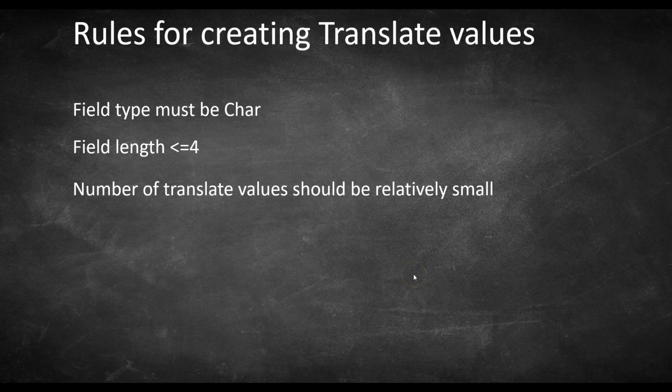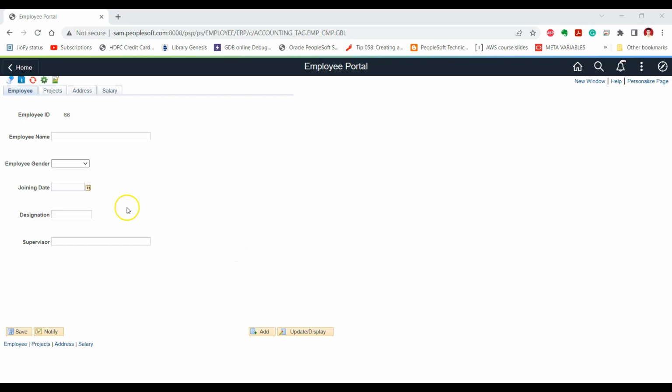And the last point we need to consider is that the number of translate values for a field should be relatively small. For example, for this employee gender field, we have a drop down and we have only 3 values to select from. This makes the data selection easier. But imagine if we have hundreds of values to select from this drop down, then creating translate values is not a good approach.